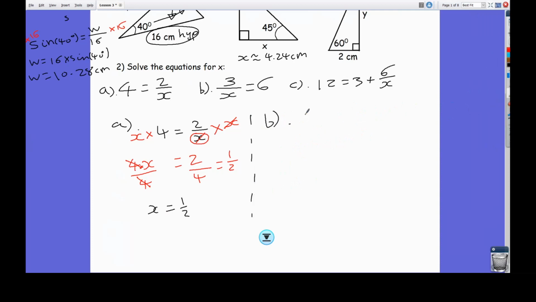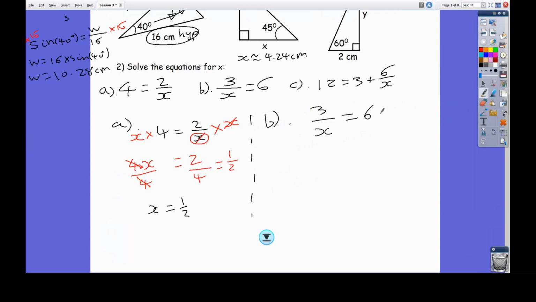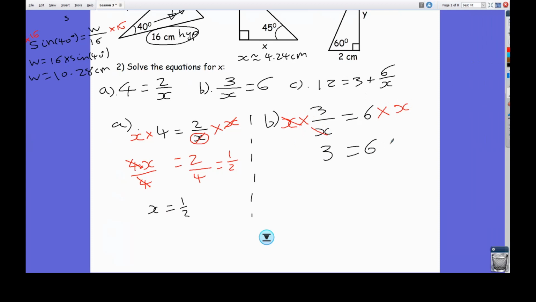For B, we have 3 over x equals 6. Same procedure, we're going to multiply both sides of the equation by x. So on the left-hand side, my x's will cancel out, leaving me with just 3. And on the right-hand side, I get 6 times x, which is 6x. So now I end up with 6 times x is equal to 3.